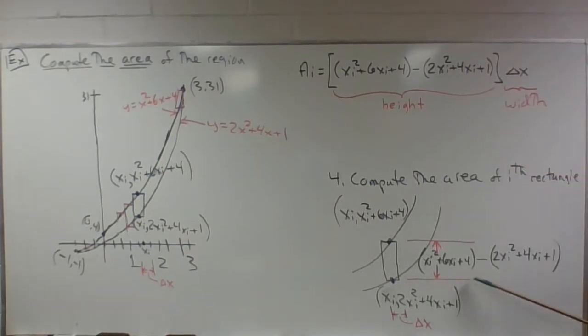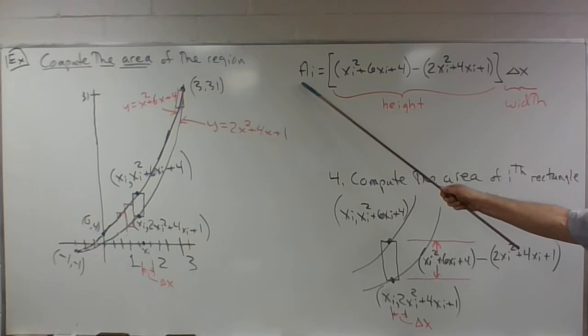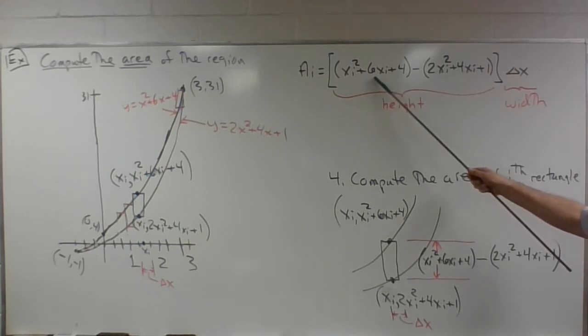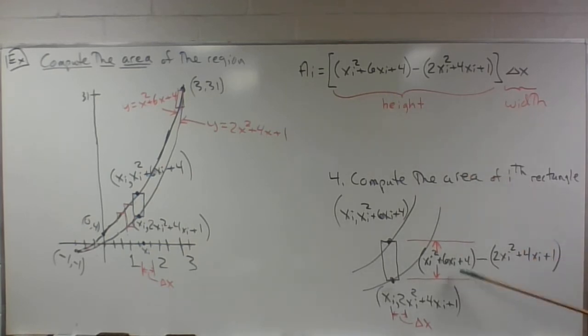And let me just write all of this down up here. The area of the ith rectangle is the height, the greater y coordinate minus the lesser y coordinate, times the width delta x.